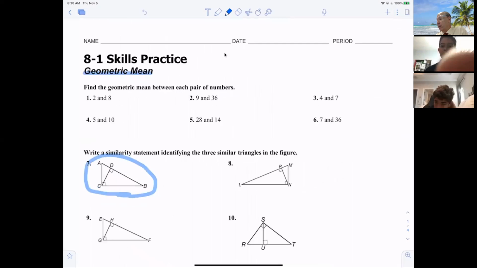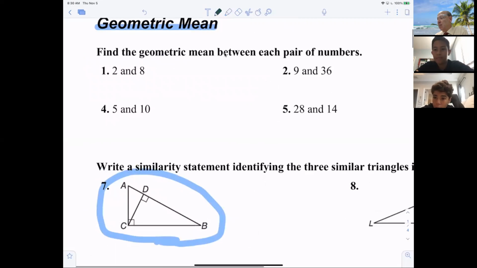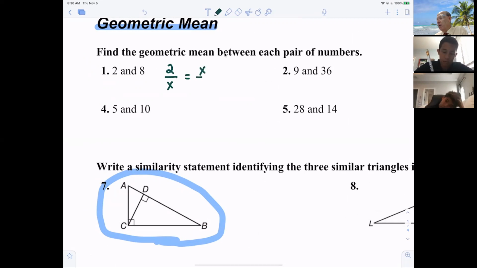Now, again, I have never seen on any standardized tests anything other than in this section 8-1 when they talk about a geometric mean. So what exactly is the geometric mean? It is when you write this as a proportion. It's going to be 2 over x is equal to x over 8. Like I said, it is a reference to a proportion in the right triangle.